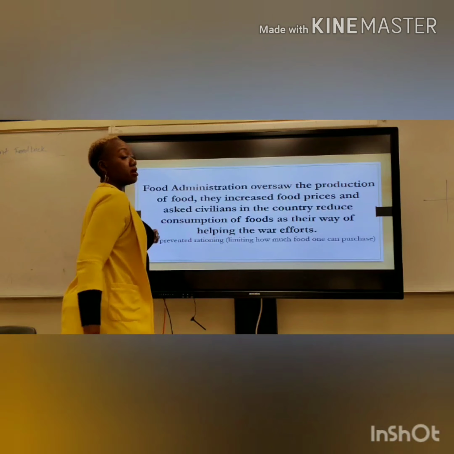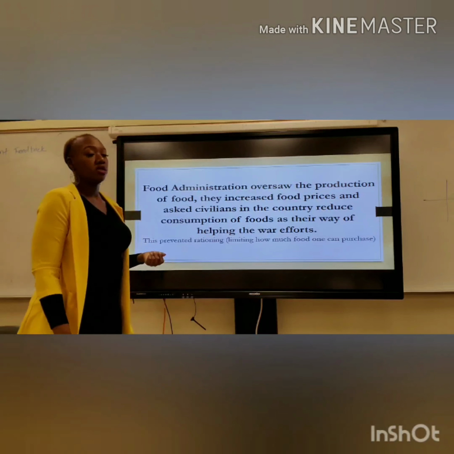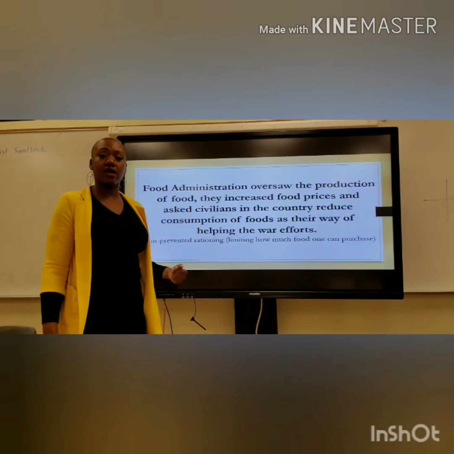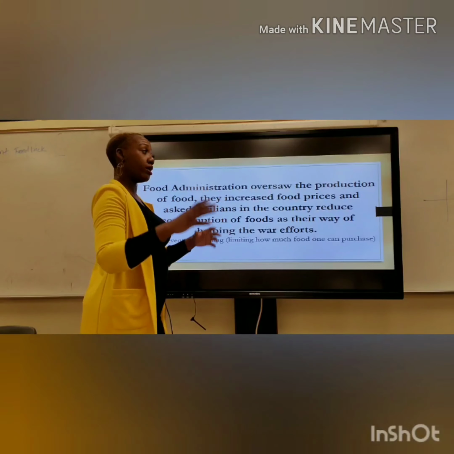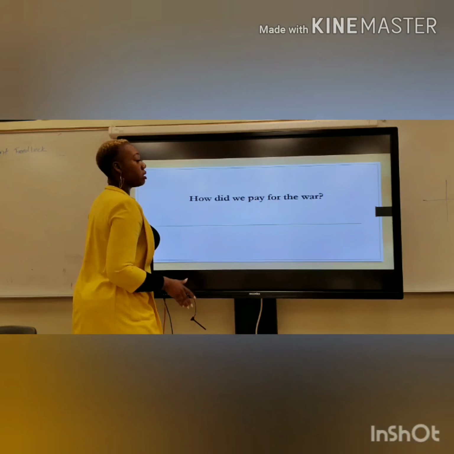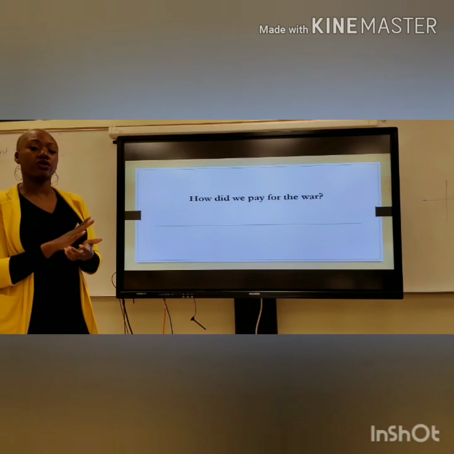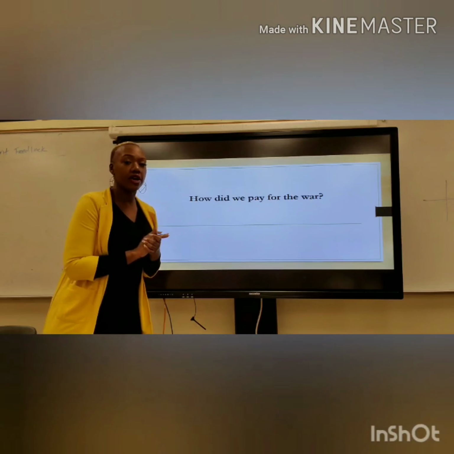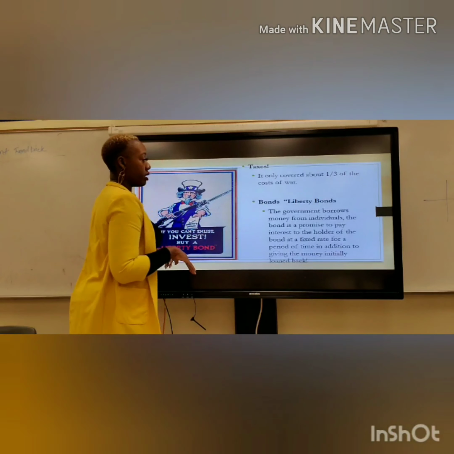The Committee of Public Information was created to help win support for the war. The Selective Service Act was created to mobilize individuals to actually go out and fight in the war. Everything during this time in history was about the war. So here's the million-dollar question. How did we pay for the war? We paid for the war two ways.